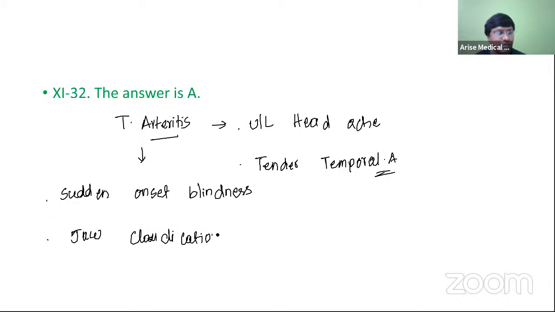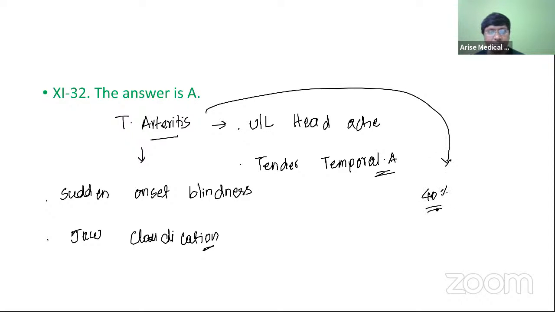They also have jaw claudication. Next, the other important point you need to know in temporal arteritis: in almost 40% of patients, they suffer with what is called polymyalgia rheumatica.